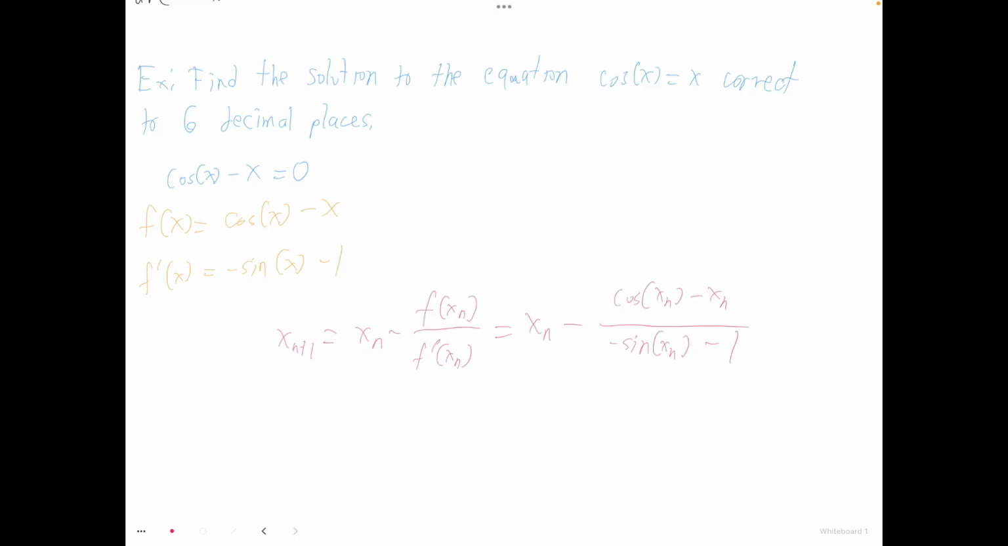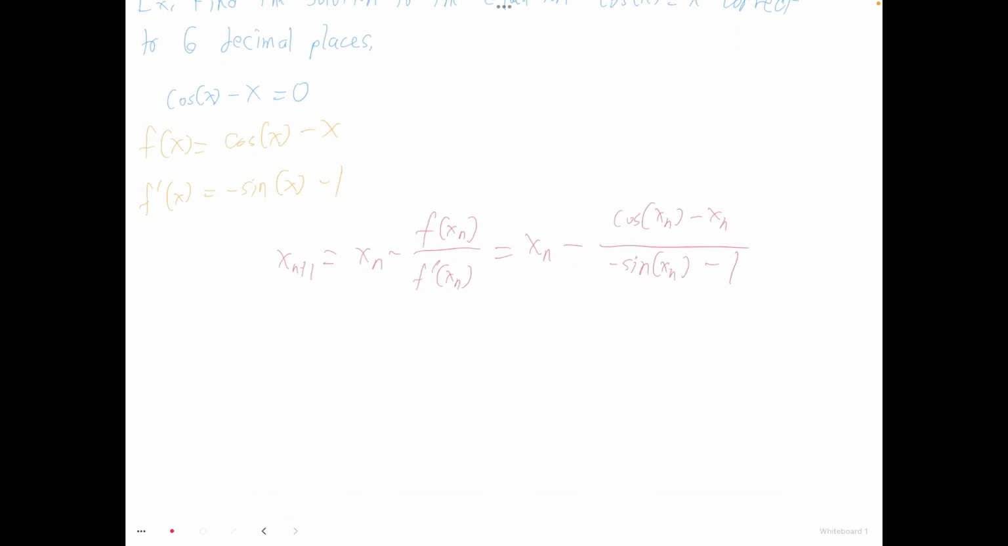Now we can simplify this by multiplying everything by negative 1 on the bottom, since they both have a negative. So this is x sub n plus cosine of x sub n minus x sub n divided by sine of x sub n plus 1. So I've just pulled a negative 1 out from the denominator. Okay, and so that then is the expression that we are working with.